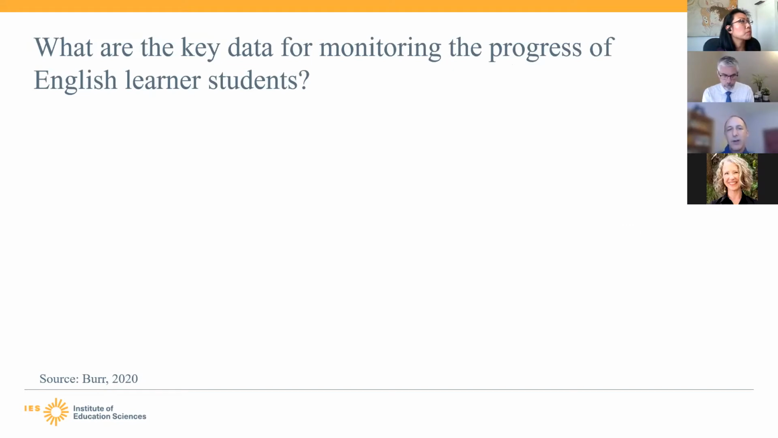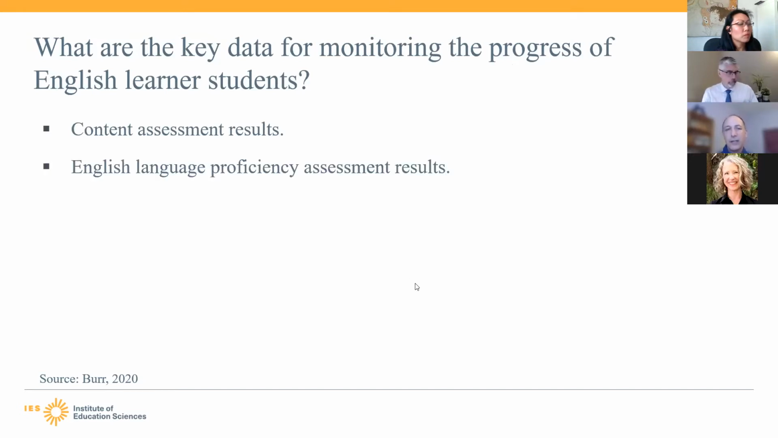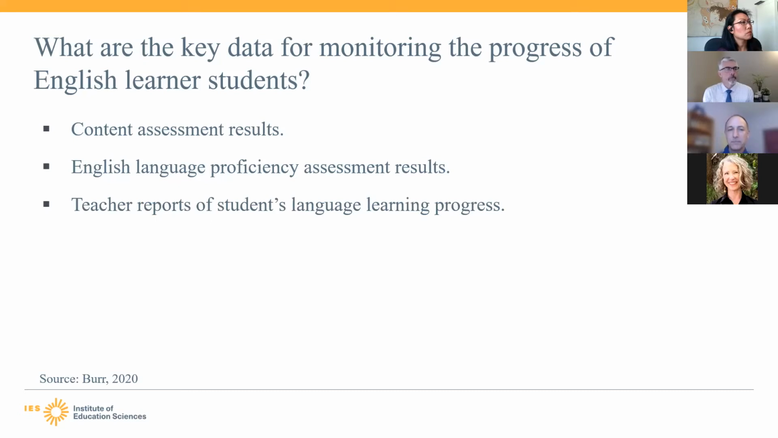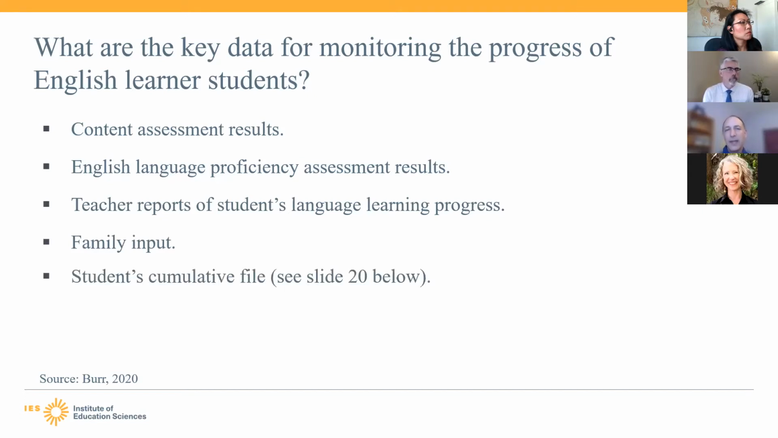Key data for monitoring the progress of English learner students. Let's go on. The results of the content assessments. So these would be the English language arts, math, and other content area results. For English learners, their performance on language proficiency assessments. Teacher reports of students' language learning. Family input. And the student's cumulative file. We'll talk a little bit about that in a moment. And lastly, other factors, and we'll unpack that as well in a few slides.